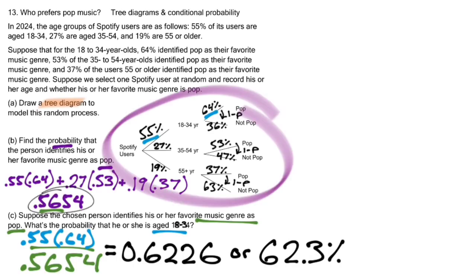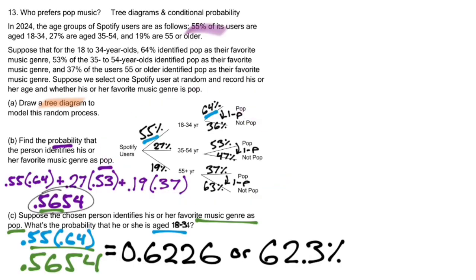So, starting with the tree diagram, notice how it says 55% of its users are between 18 and 34. Here's 18 to 34, 55% of the users go on that branch of the tree diagram. Next, it says 27% are ages 35 to 54. You can see that percentage right there in the middle. Lastly, 19% are 55 and older. That would be the bottom category. If you add up those three numbers, you're going to get 1.00 or 100%.